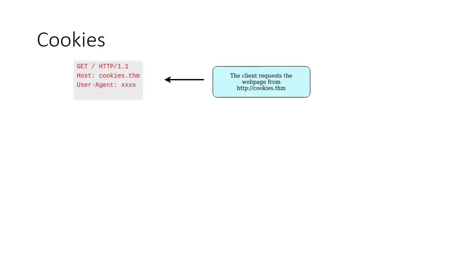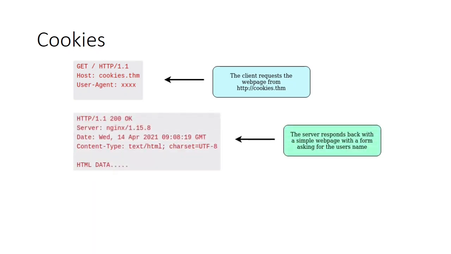They are just a small piece of data that is stored on your computer, and the cookies are set when you receive a set cookie header from a web server. Then every further request you make, you'll send the cookie data back to the web server. So for example, here you're sending a request for the web page cookies.thm, and you don't have a cookie for now.